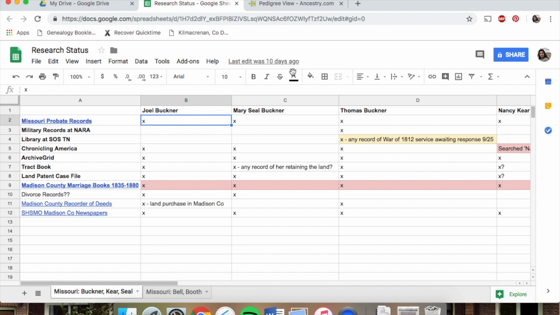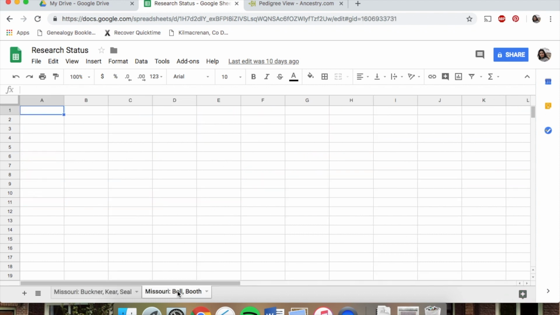So now that we've gone over this sheet already, I'm going to go ahead and click over into this new tab, which you can see is totally empty. So we are going to build this together. This one I am working with the Bells and the Booths. These are also families that married into these families. Well, Booth married into Bell, Bell married into Buckner. There's a lot of families in Missouri. That's where my family comes from, so I have a lot of Missouri families. But anyway, this tab is just going to be dedicated to the Bells and the Booths.